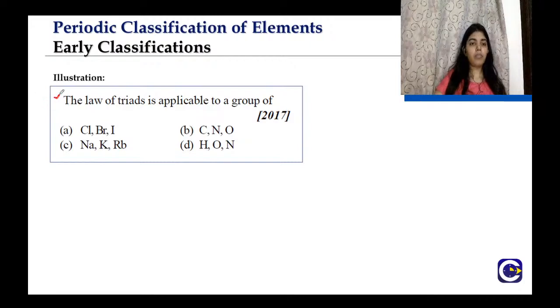Now do this question. The law of triads is applicable to a group of A, B, C, D. Amongst A, B, C, D, the law of triads was applicable to which one? Anyone with the answer?